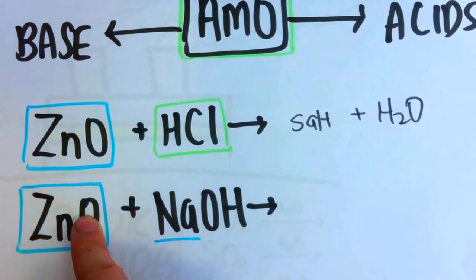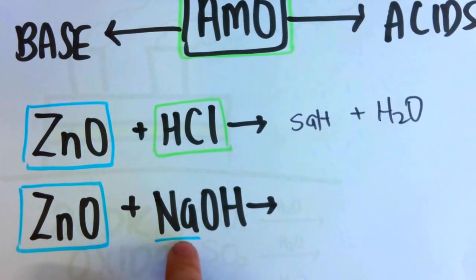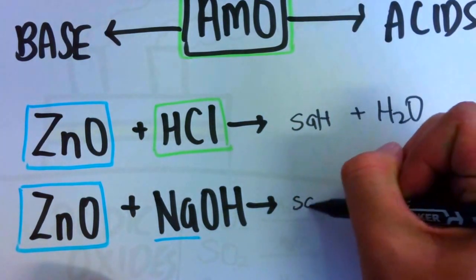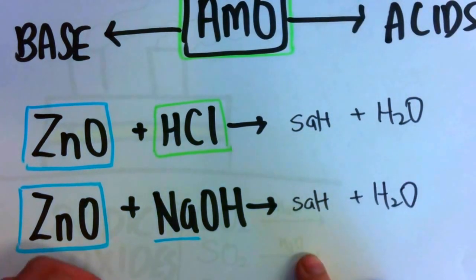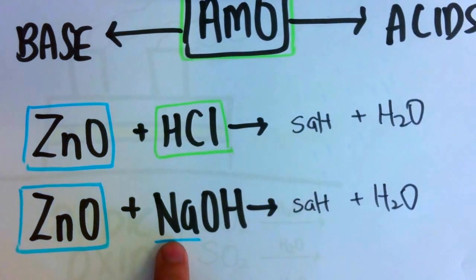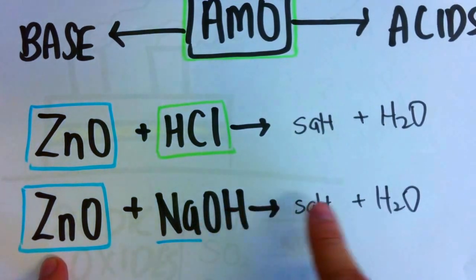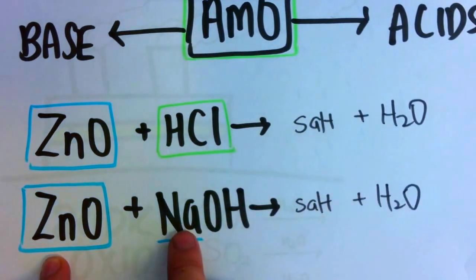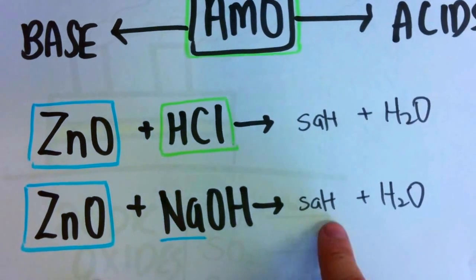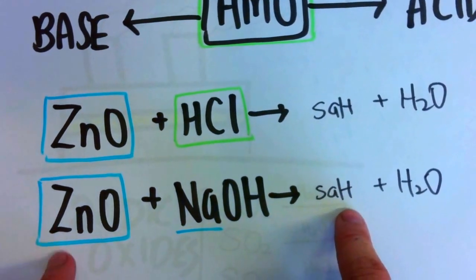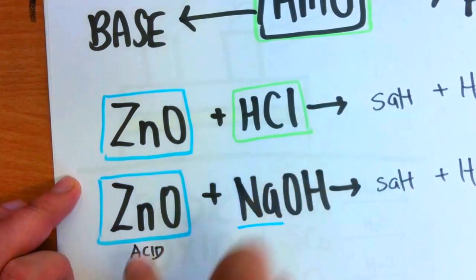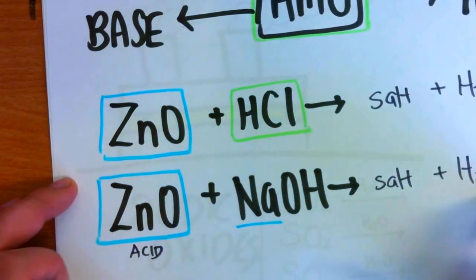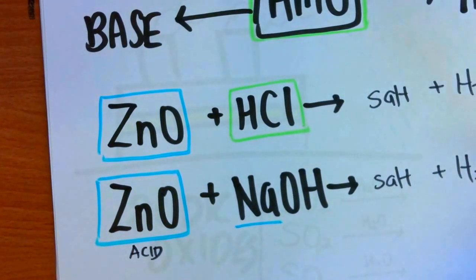But zinc oxide, when it reacts with an alkali, you get salt plus water. Now that is not normal. A metal oxide and an alkali are reacting, and you get salt plus water. So basically the Na and the Zn have combined and you get something new. Now zinc oxide in this case is behaving very much like an acid, because after all, acid plus alkali, you get salt and water. So it's really behaving much like an acid.